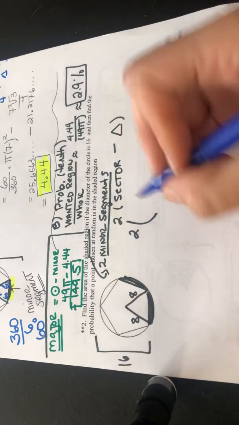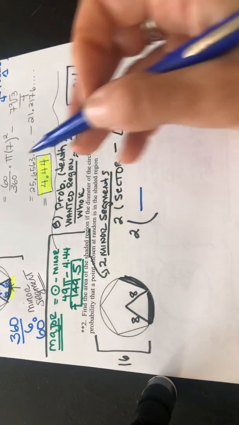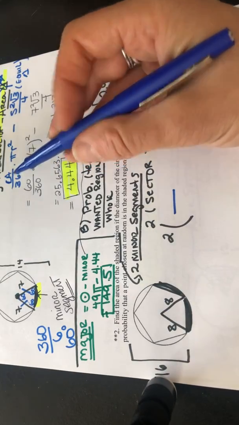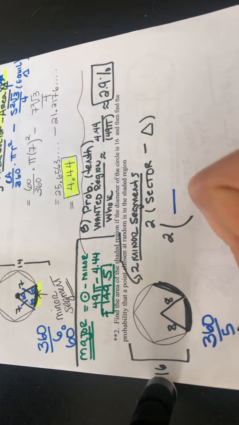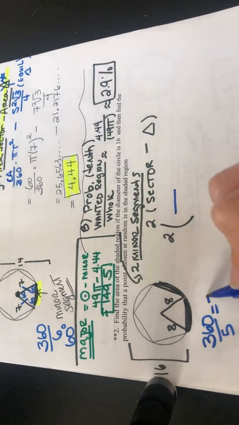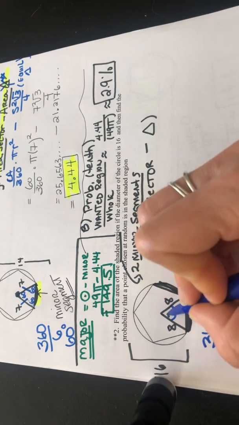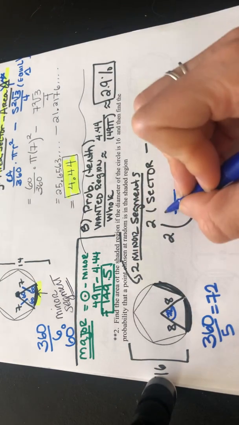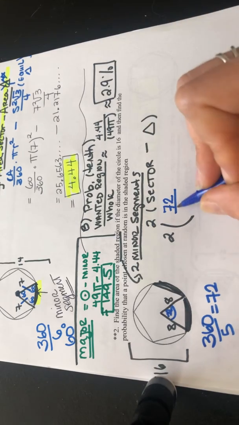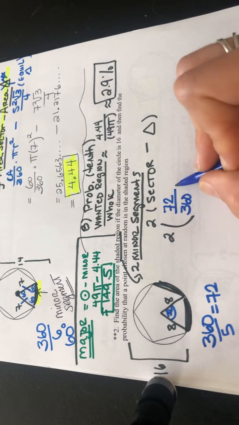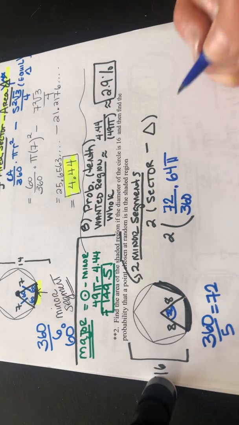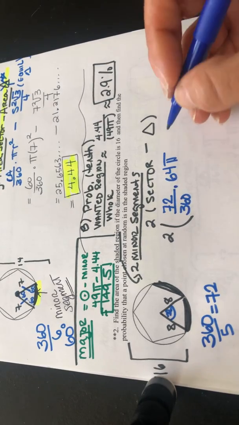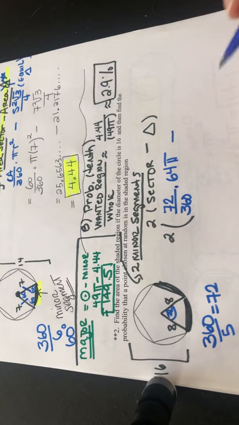All right, so here we go. Area of the sector. Well, first we need to know our central angle. All right, so let's take our 360 and let's divide it by 5. So we get 72. So there's your central angle. So we have 72 over 360 times my area, which is 64 pi. Great. I'll worry about that in a moment. Minus the area of the triangle.